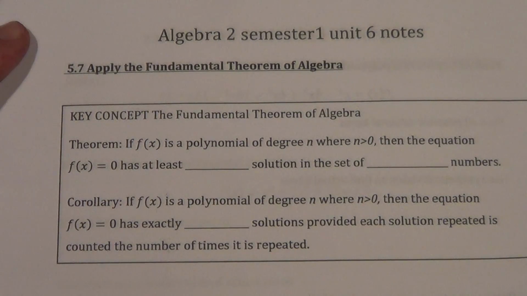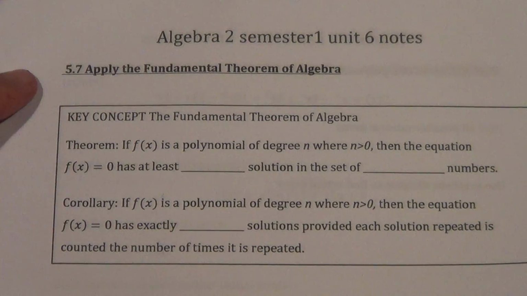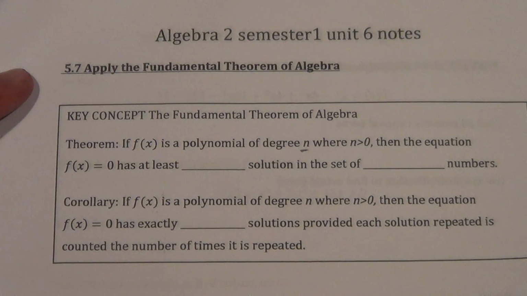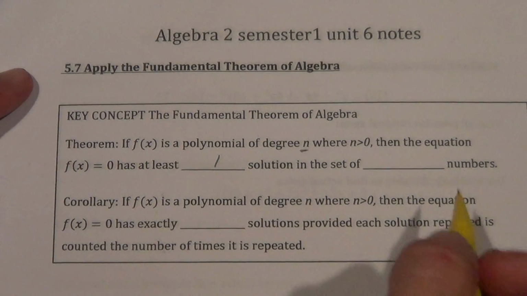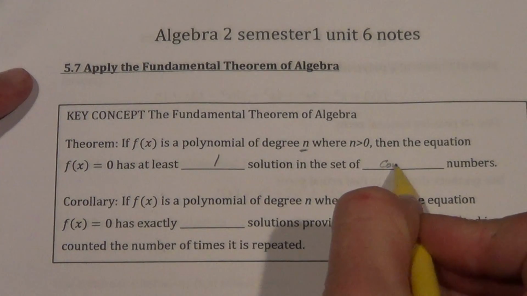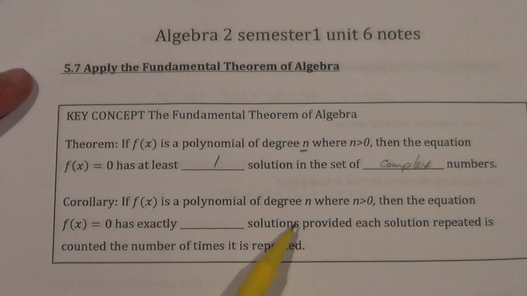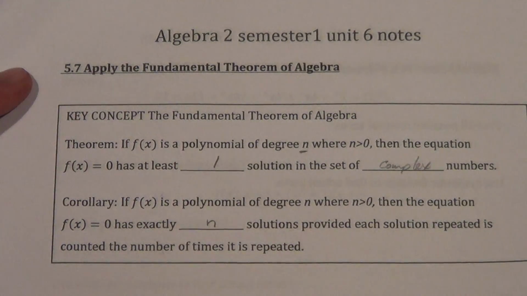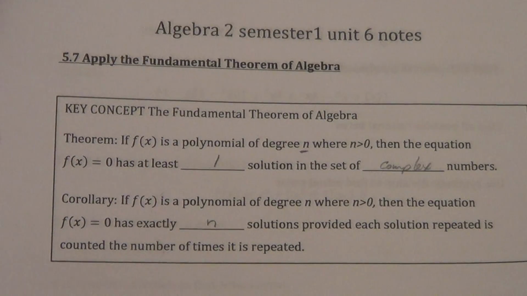The theorem, just out of the book, here's how it states, then I'll explain what it means. If f of x is a polynomial of degree n, where n is greater than 0, then the equation f of x equals 0 has at least one solution in the set of complex numbers. Corollary, if f of x is a polynomial of degree n, where n is greater than 0, then the equation f of x equals 0 has exactly n solutions, provided that each solution repeated is counted the number of times that it's repeated. Here's what that's saying.